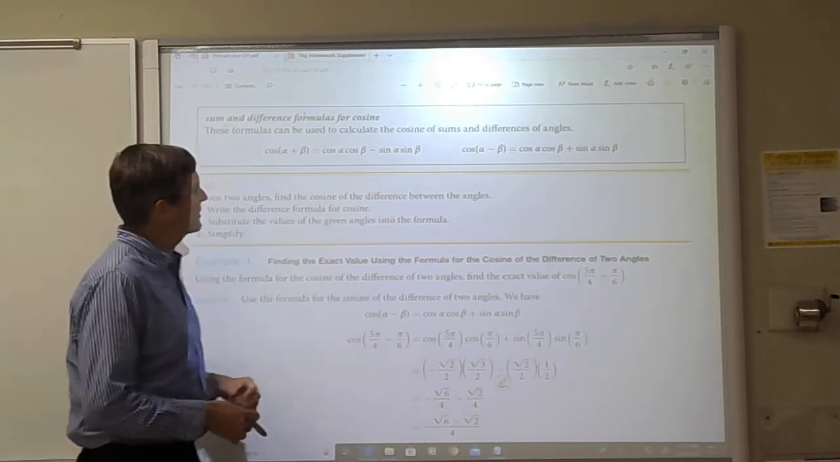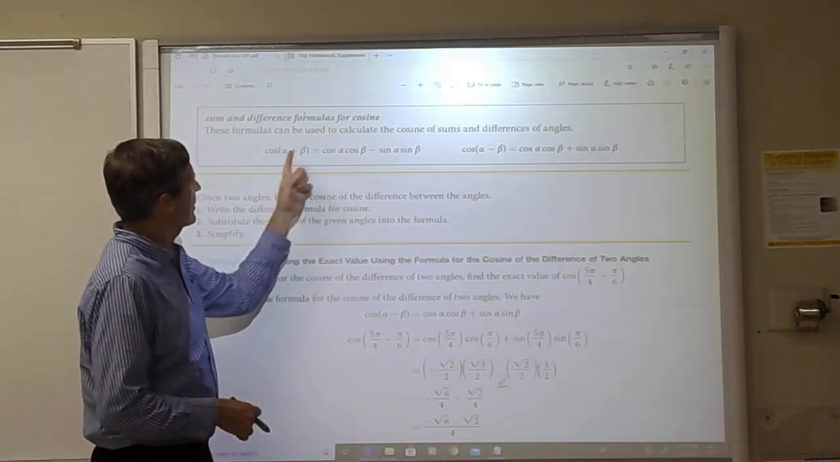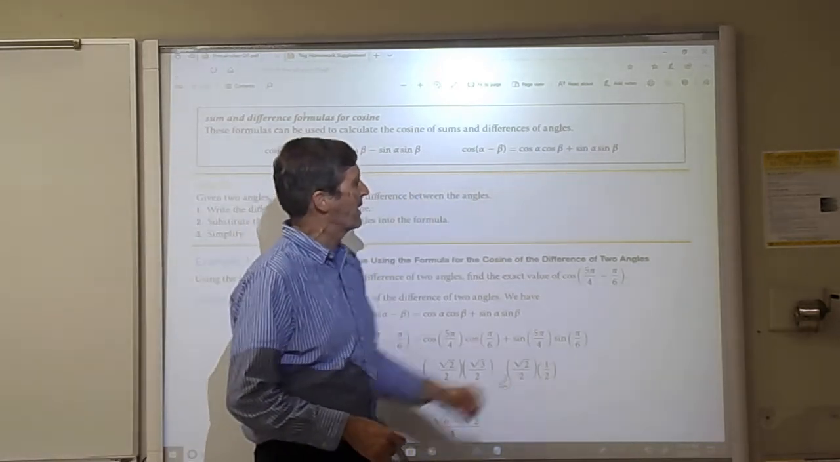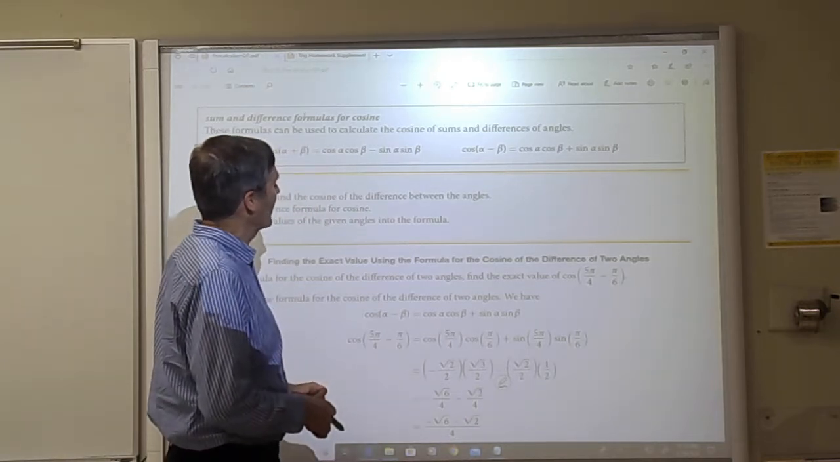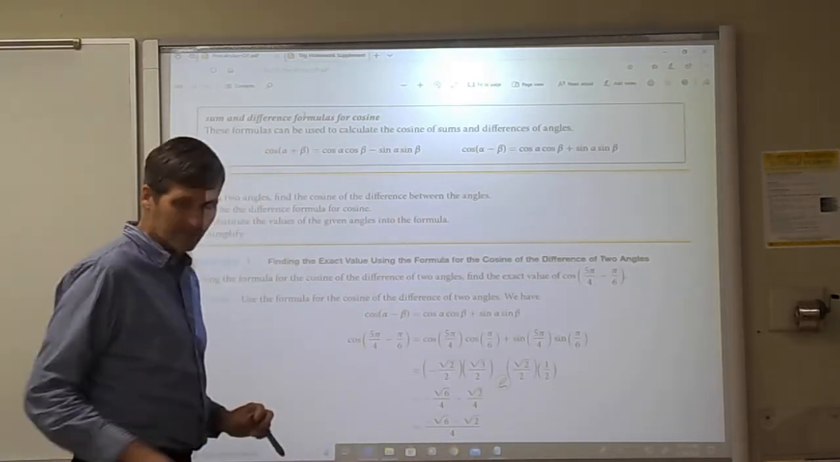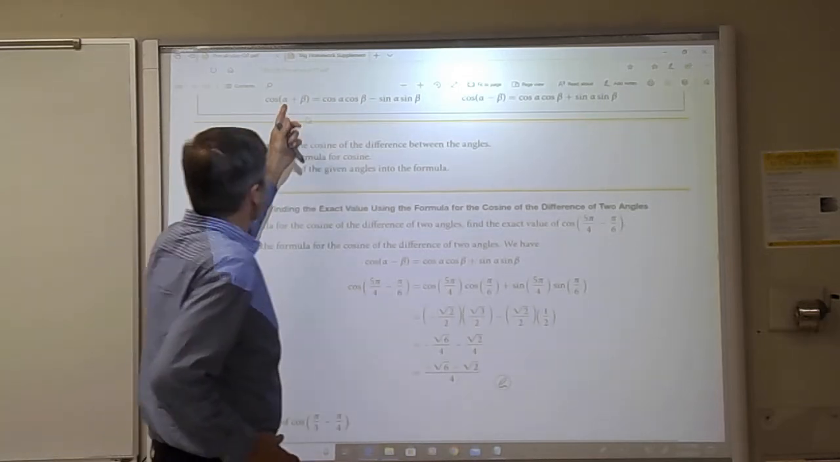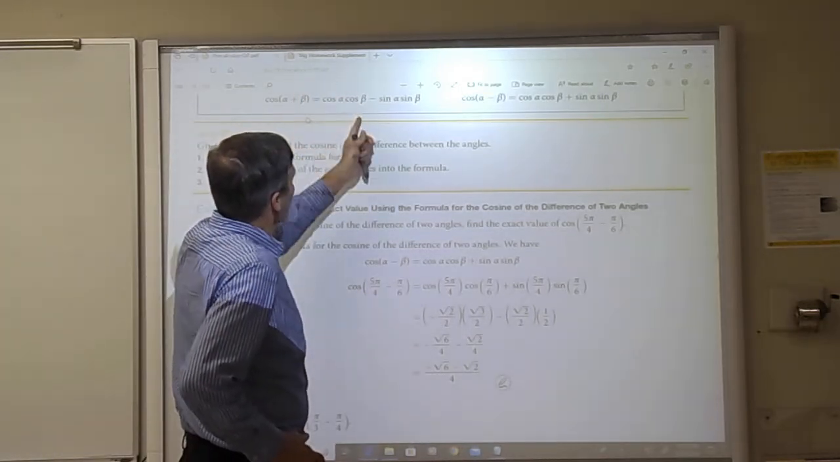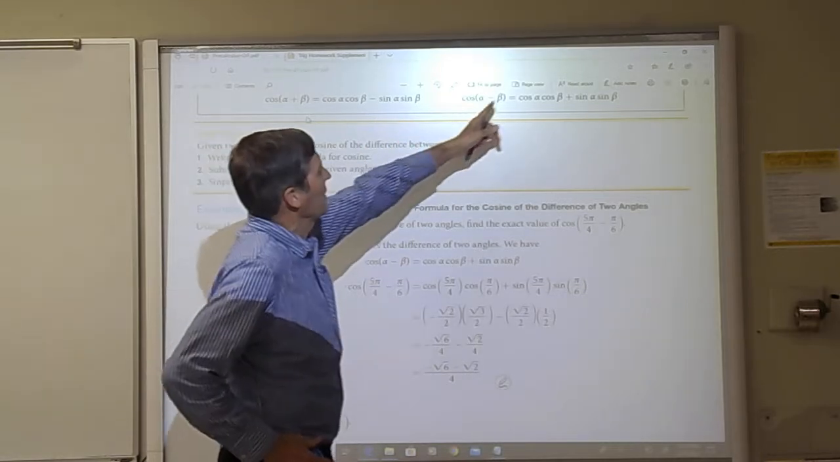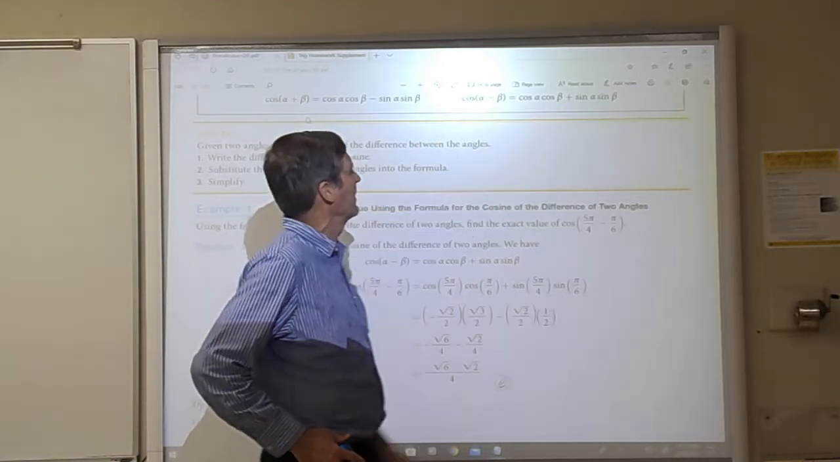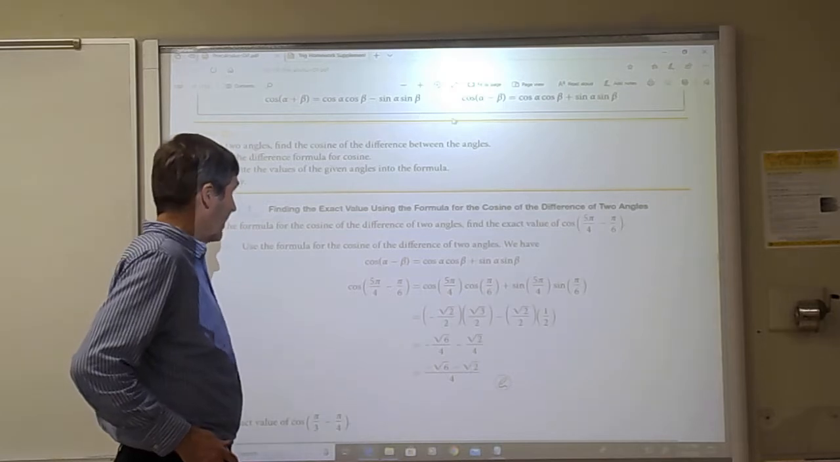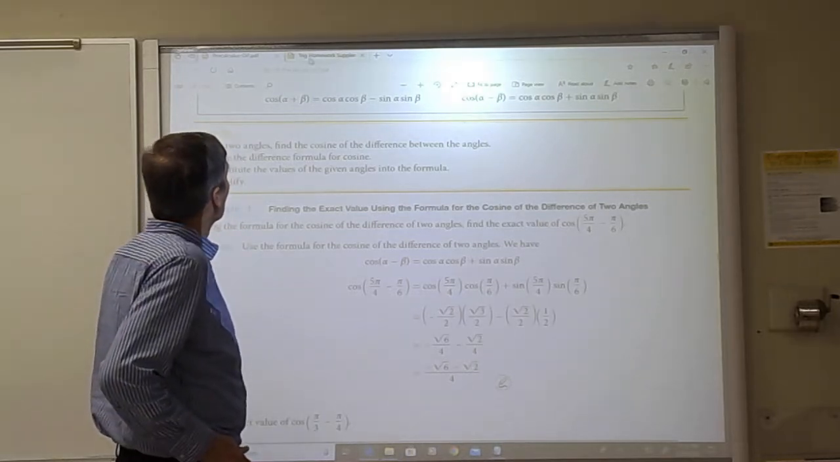These come in pairs so that they're easy to remember. The plus goes with the minus and the minus goes with the plus. These can be used to evaluate trig functions of some new angles. The way you usually say these is that cosine of the sum is cosine cosine minus sine sine, and for the difference cosine cosine plus sine sine. So let's try this on the supplement.